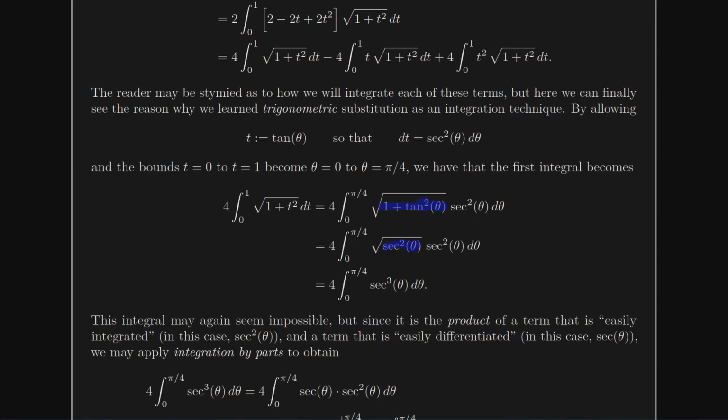So this simplifies to the square root of secant squared, which is secant cubed because of the extra secant squared coming from the derivative of t. So now we're integrating secant cubed. And this is where things start to feel like maybe they're a lot worse.